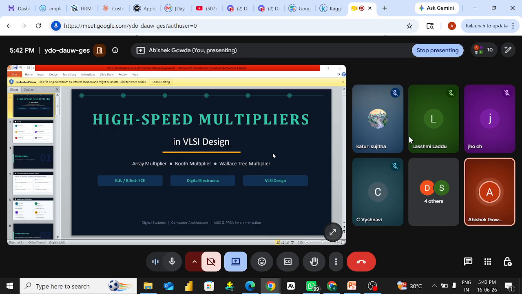Today we are moving into the next concept, which is the arithmetic circuit. Multipliers are also arithmetic circuits, just like adders and subtractors. Multiplication is one of the most frequently used operations in processors, DSP systems, AI accelerators, image processing systems, and communication devices. So, what is the use of multiplication?